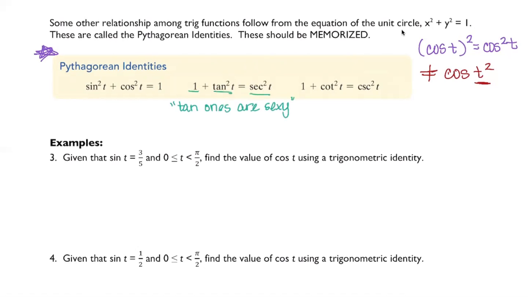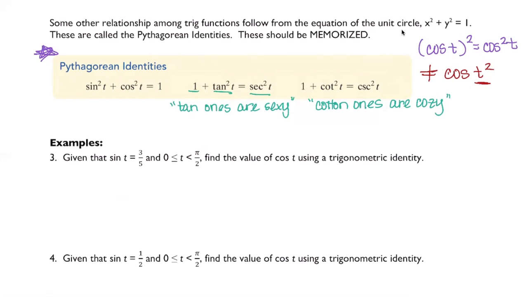Tan ones are sexy. And then the second one is cotton ones are cozy. Those 2 phrases will help you remember the other 2 kind of weirder identities. So they're kind of silly. Tan ones are sexy, cotton ones are cozy.